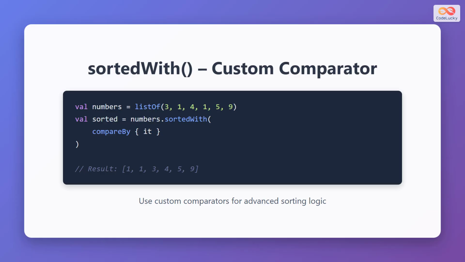For more advanced sorting scenarios, Kotlin provides the sortedWith function. This function accepts a comparator that defines custom comparison logic. The simplest comparator is compareBy, which works similarly to sortedBy but gives you more control. In this example, we're sorting numbers using compareBy with a lambda that returns the value itself. While this produces the same result as sorted, the real power of sortedWith becomes apparent when you need complex sorting rules.